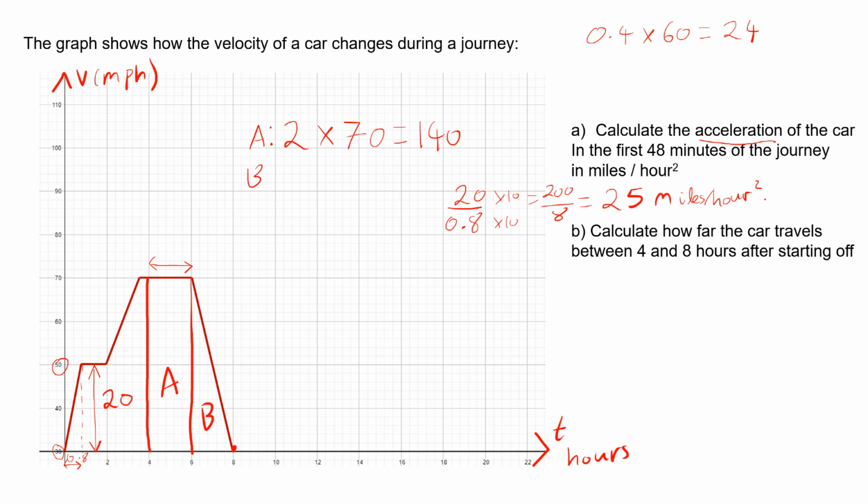And then in B, we have a triangle. The area of a triangle is half base times height. So the base this time is again 2 hours, and the height is 70. So I need to do half times 2 times 70, which is just 70. So the total area of the shape is 140 plus 70, which is just going to be 210. So the total distance travelled between 4 and 8 hours after starting off is 210 miles.